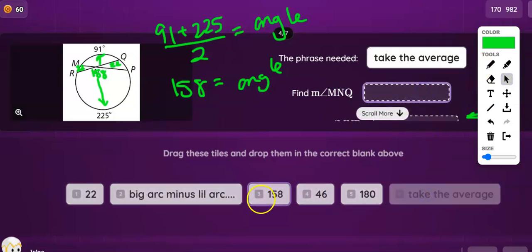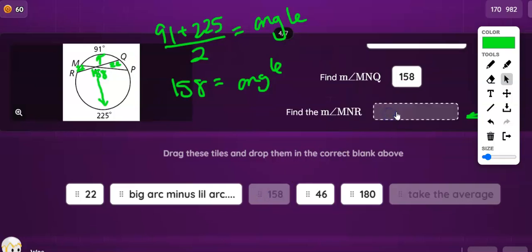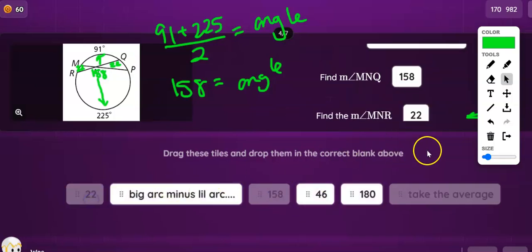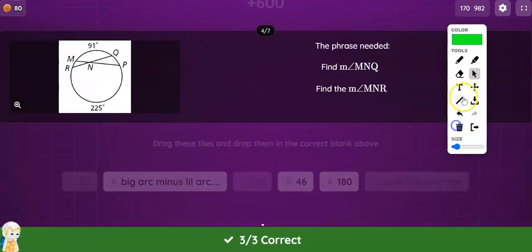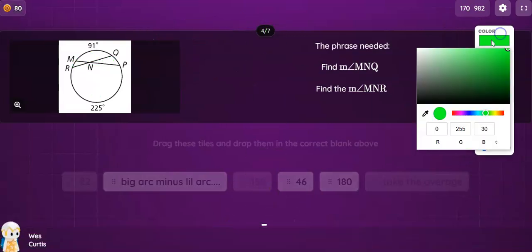Any questions before I leave this one? Don't forget about that. Straight lines are always 180. Big deal in geometry.